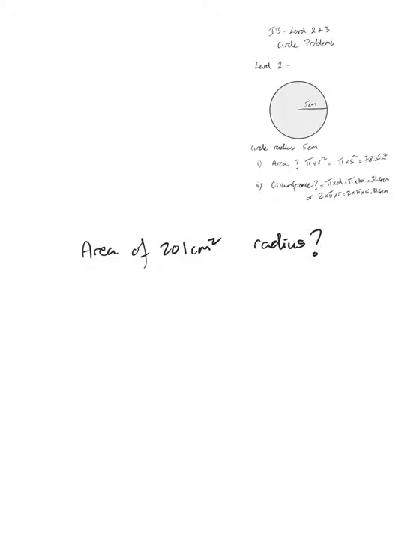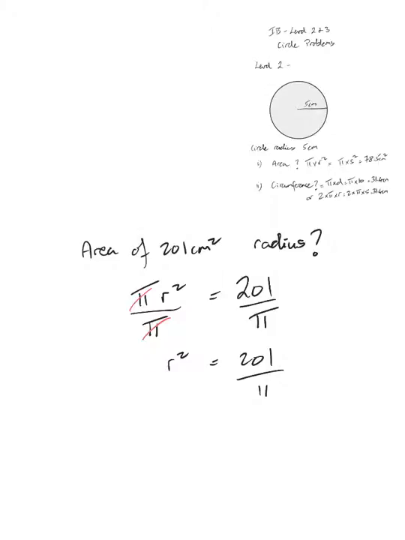So what do we know? We know that the area of a circle is pi r squared. We've just been told that in the case of this circle, that equals 201. So if we want to find out the radius, the first thing we do is divide both sides by pi, because that allows me to cancel out the pi's on the left. So we've now got radius squared equals 201 divided by pi.